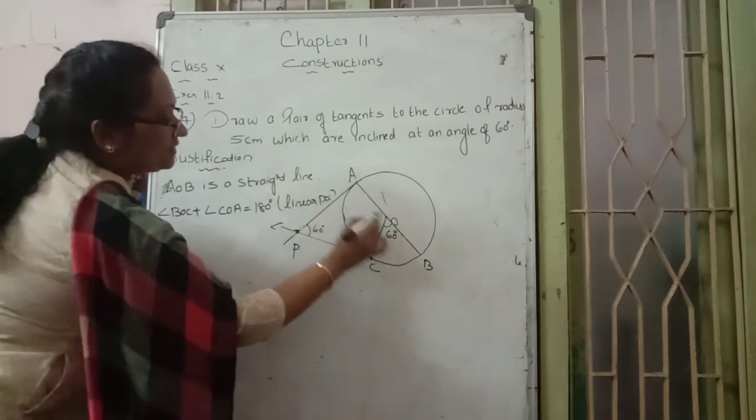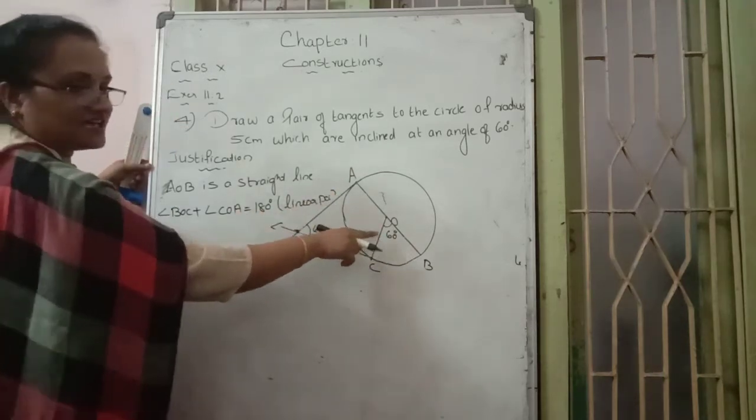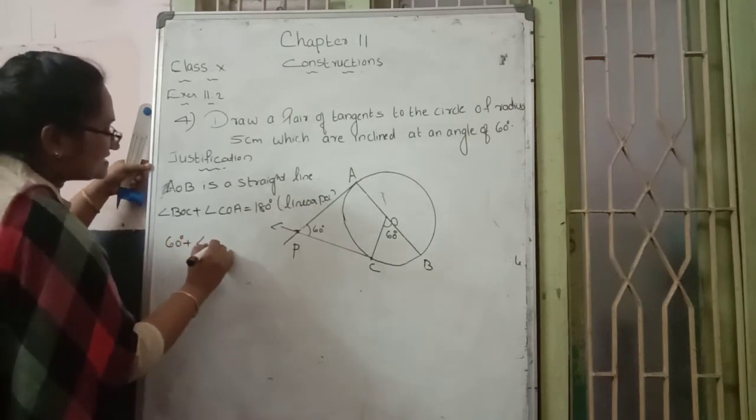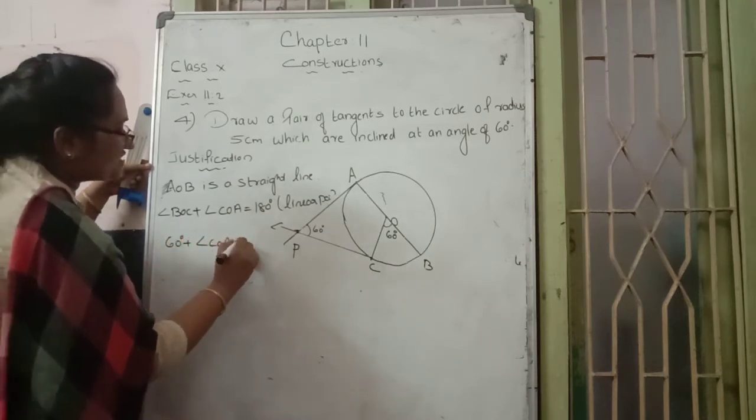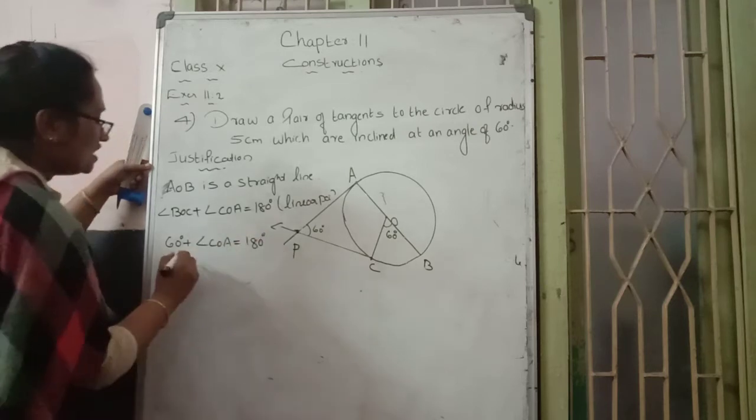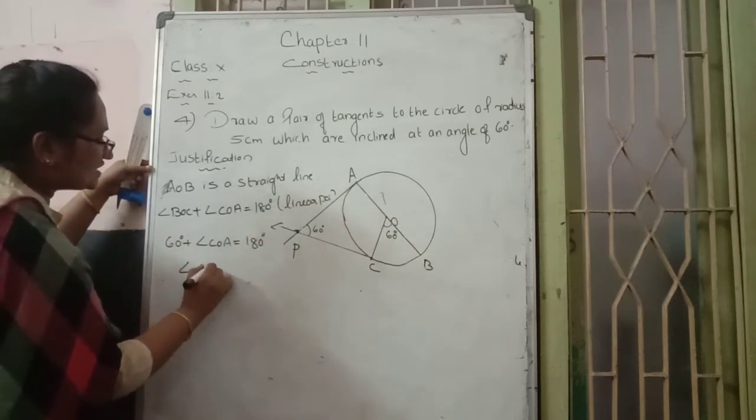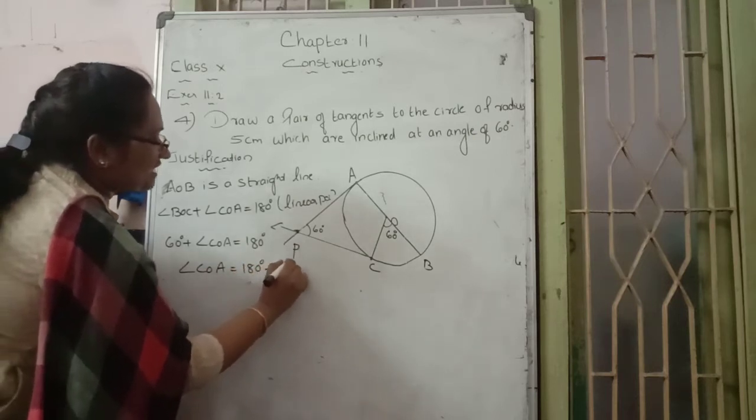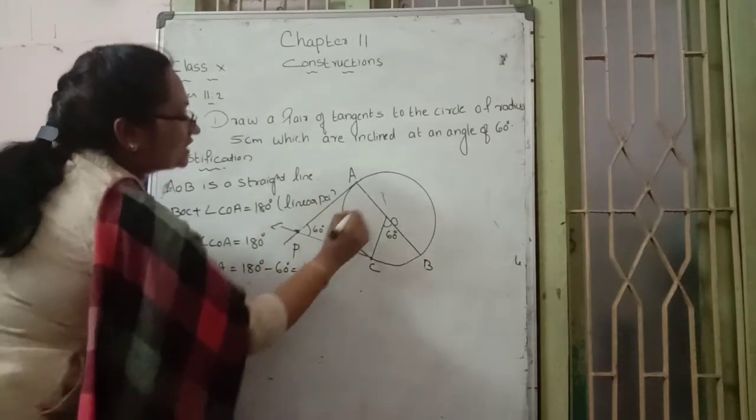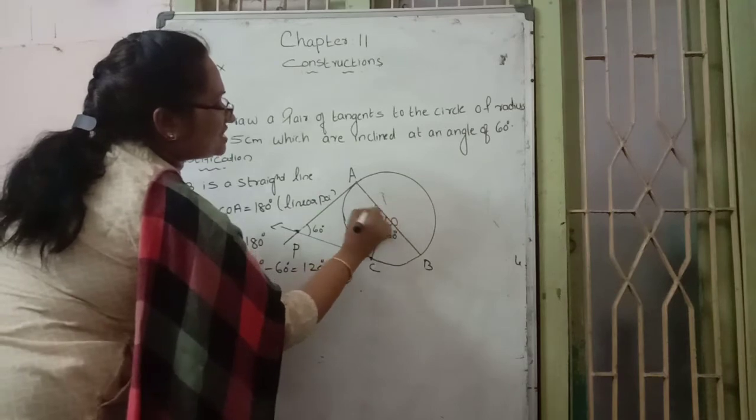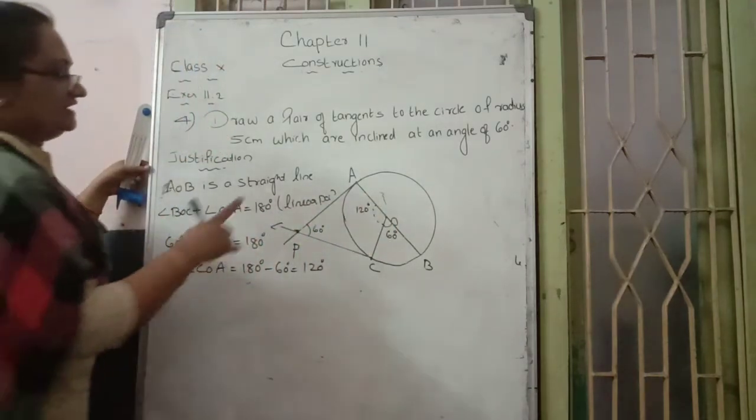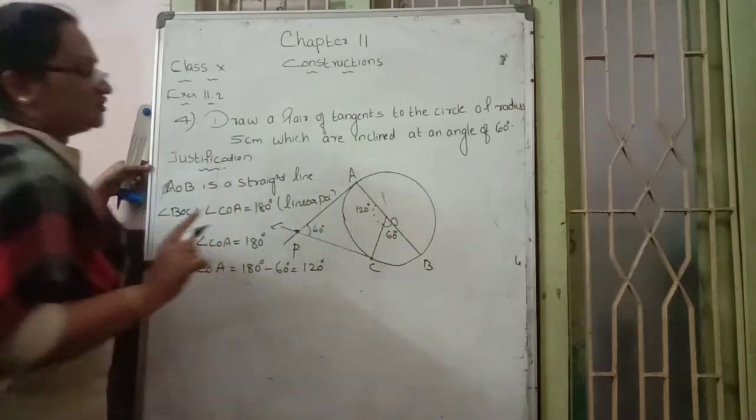Then what about the BOC value? Already we constructed that one. How many degrees? 60 degrees plus angle COA or AOC, any order, is equal to 180. So therefore angle COA is equal to 180 degrees minus 60 degrees, which is 120. So this part we get as 120 degrees. Then next step. So this part is 120 degrees.